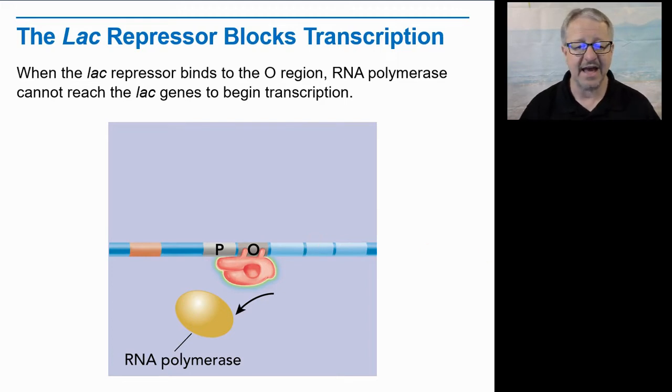So if this is the case, is lactose present or absent? Well, in this case, it would be absent, which is why the repressor is blocking transcription. The repressor binds to the operator, preventing the RNA polymerase from binding to the promoter. See how it's kind of in the way? So RNA polymerase can't do its job.